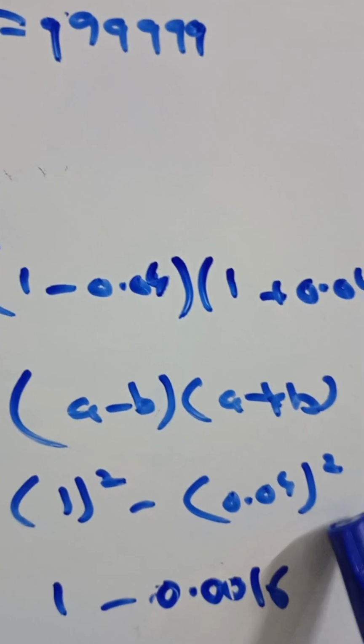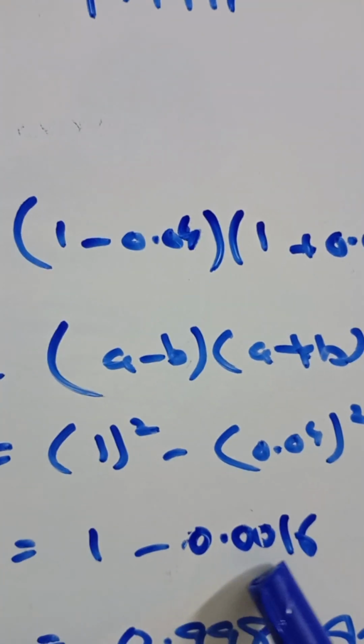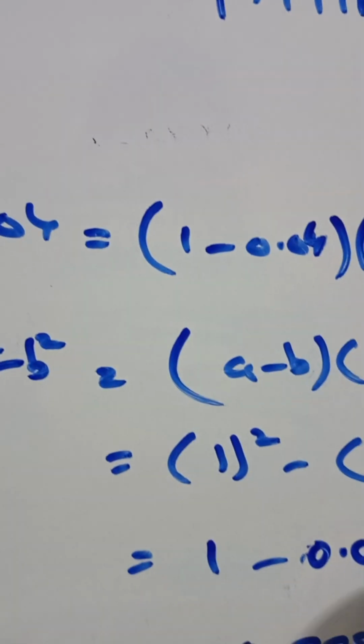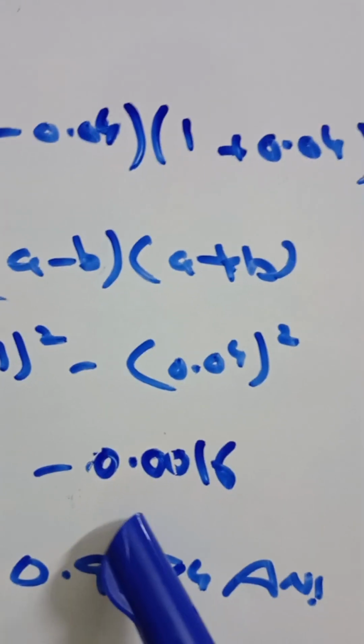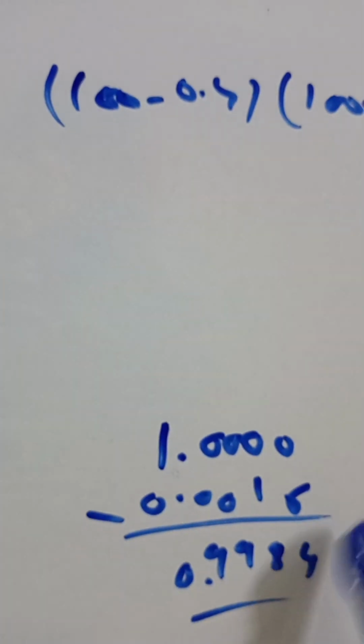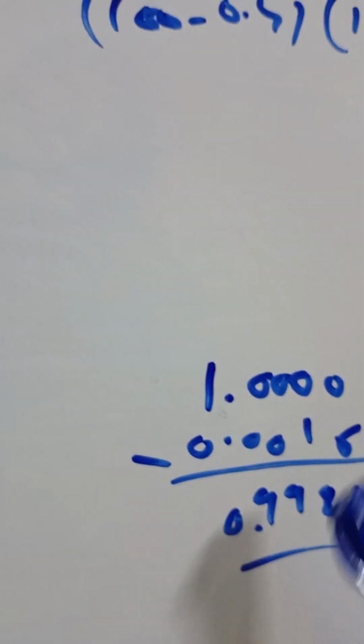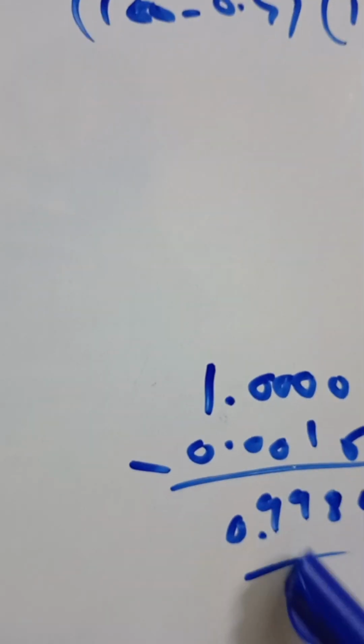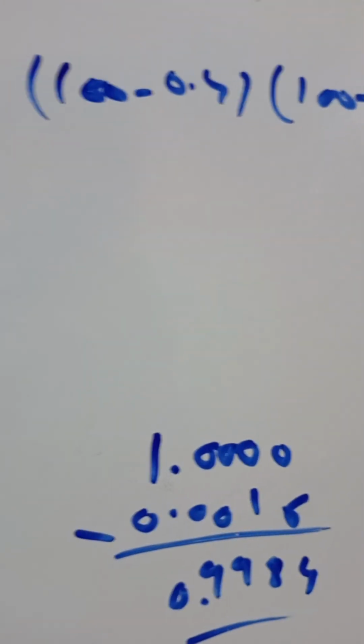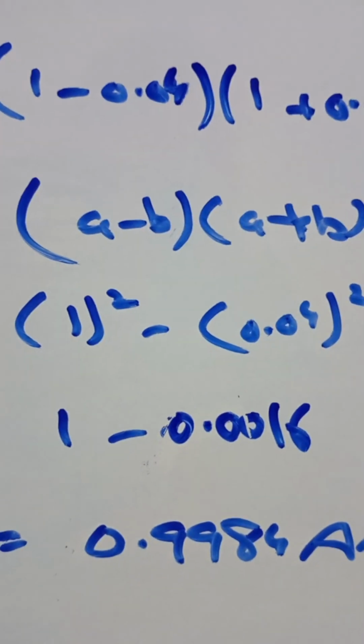What does it mean? Multiply 0.04 by 0.04. The answer is 0.0016, and subtracting it, you will get the answer. 1 means 1.0000, with 4 digits after the decimal. We will subtract it like that. Just carry on: 10 minus 6 is 4, 9 minus 1 is 8, 9 minus 0 is 9, 9 minus 0 is 9. So the answer is 0.9984.